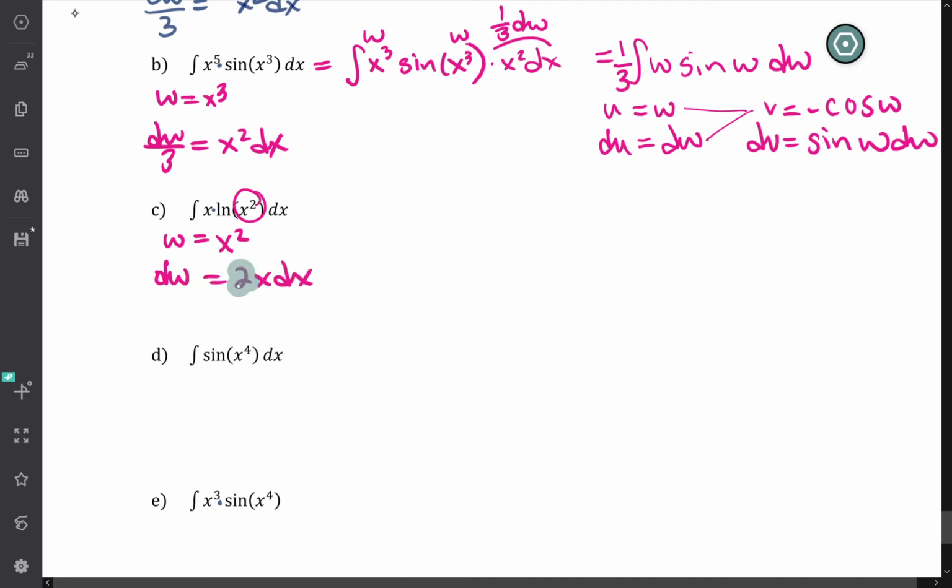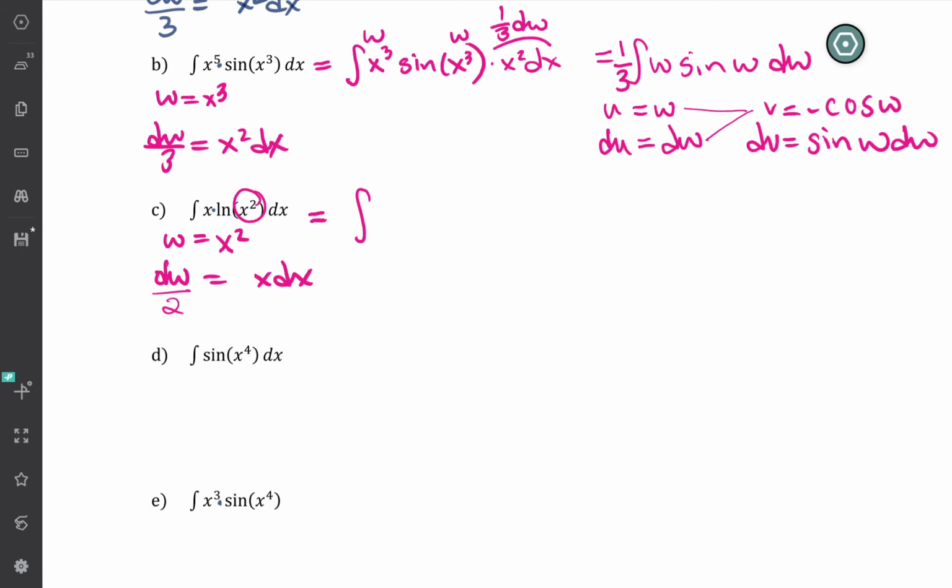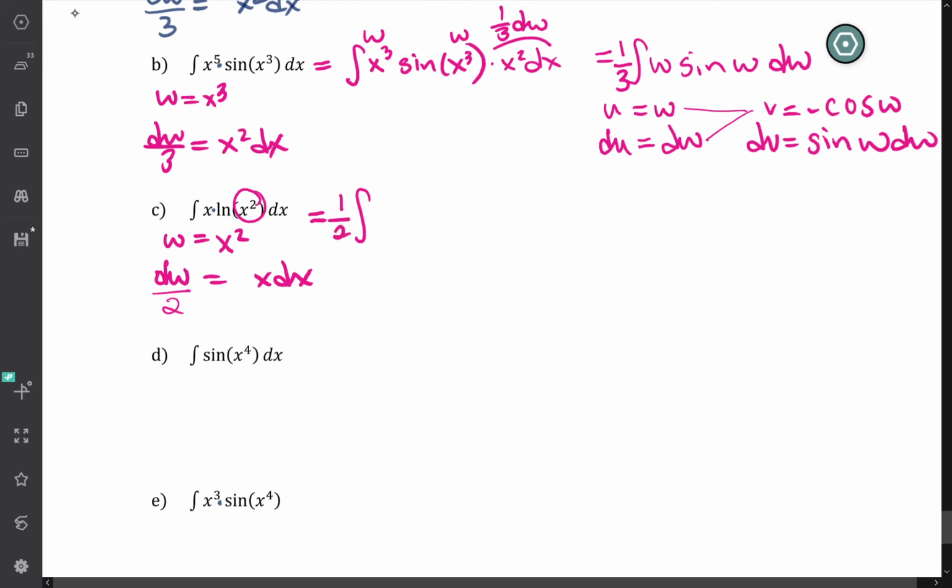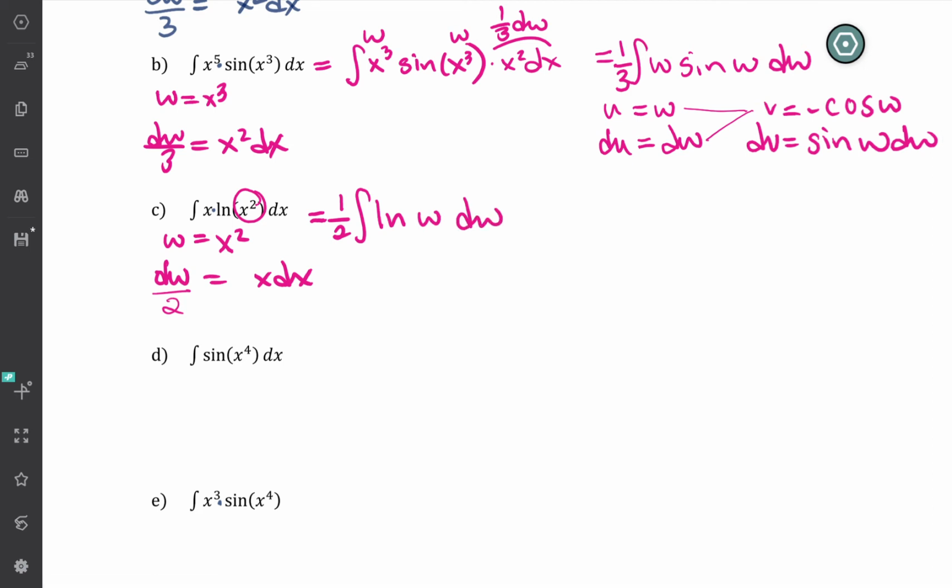because I have an x sitting out in front that I can use to switch to dw's. So that would turn it into, hold on, let me look at what it would turn it into. So x dx becomes dw over 2, so there's going to be a 1/2 and a dw. x squared is replaced by w, so it's the natural log w dw. Okay, so this is fine, but we're not really any better off than if we used a log property. I think that's totally a wash in this case, because either way we actually have to use integration by parts.